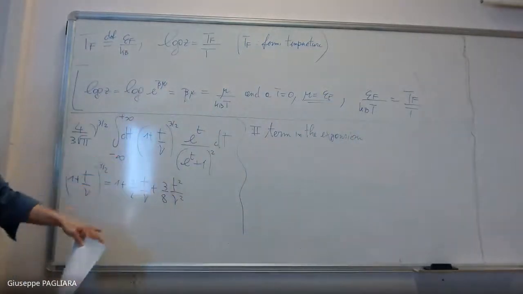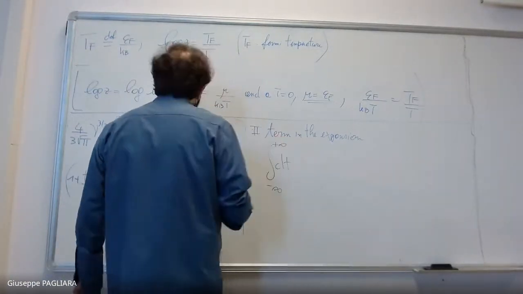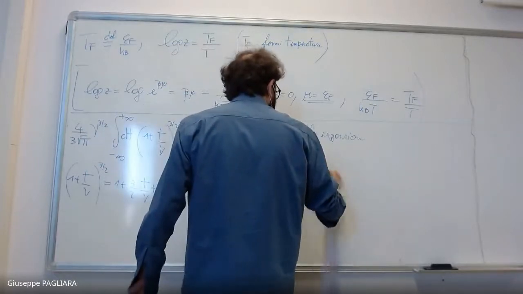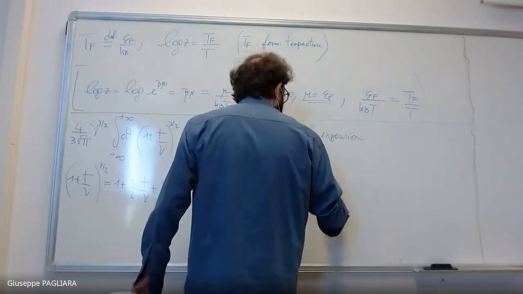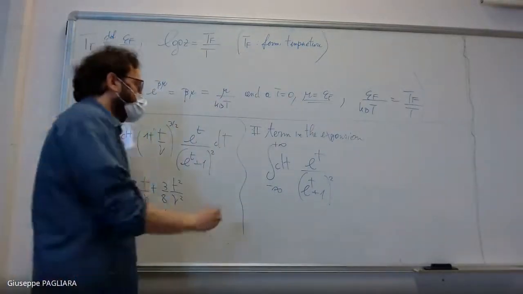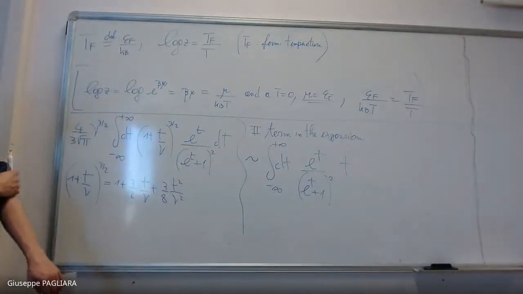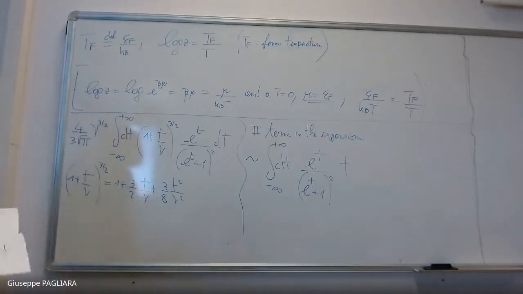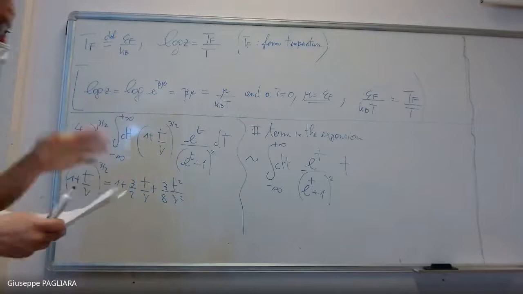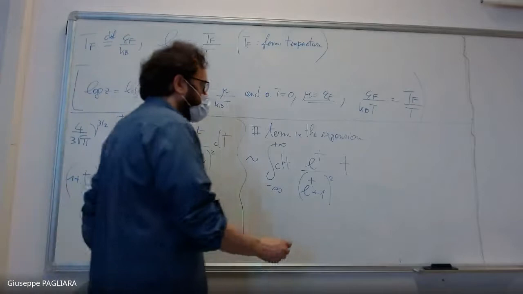I would get an integral dt from minus infinity to plus infinity of e^t over (e^t + 1)^2, and then I have here a function which is t divided by mu. Now this integral is actually equal to 0, because this is an even function, which is this one, times an odd function, so therefore this is equal to 0.